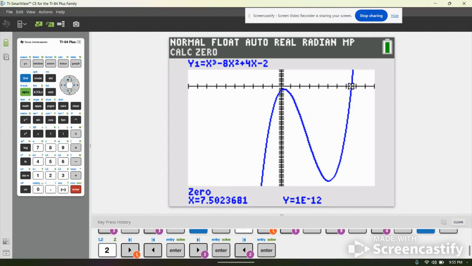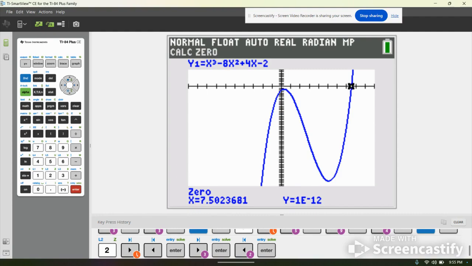Now notice this is not a perfect 0, so that means that we probably weren't able to even use rational root theorem to be able to find this. So we have this 0. You see how we have 1e to the negative 12? That just means my calculator is overcalculating, and that value is 0, which makes sense because we tried to find an x-intercept. We know an x-intercept's y value is 0.